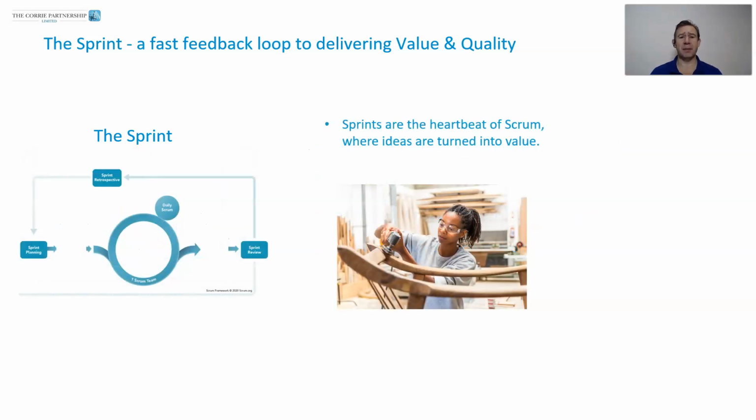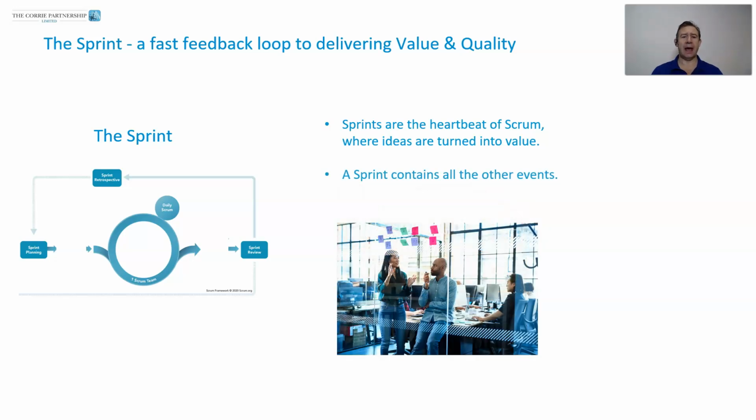So sprints are the heartbeat of Scrum. This is where we use this time to turn our ideas into value. And we know that the sprint itself in Scrum contains all the other events. So it contains the sprint planning event, the daily Scrum, the sprint review, and the sprint retrospective. All of that happens within that 2-week period.